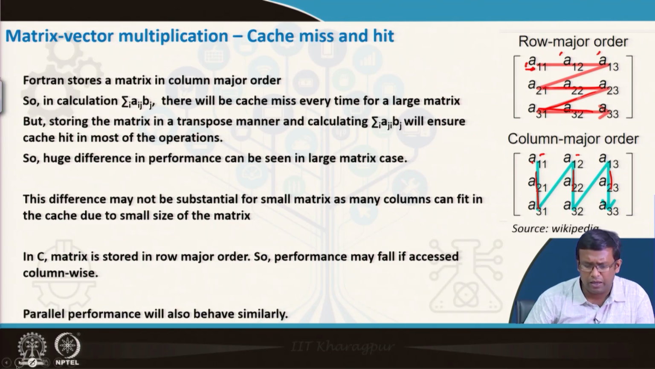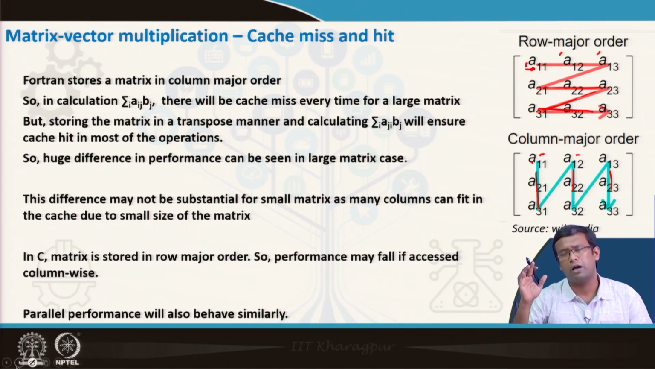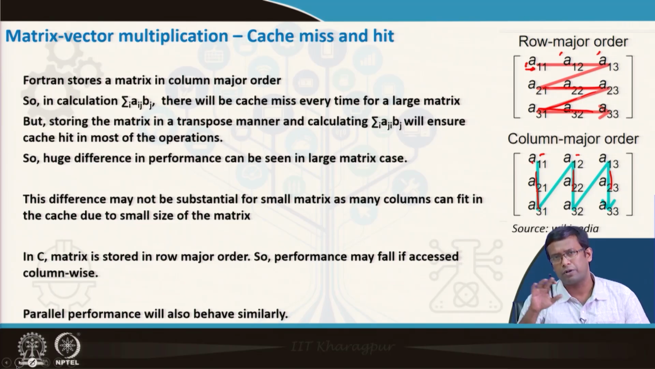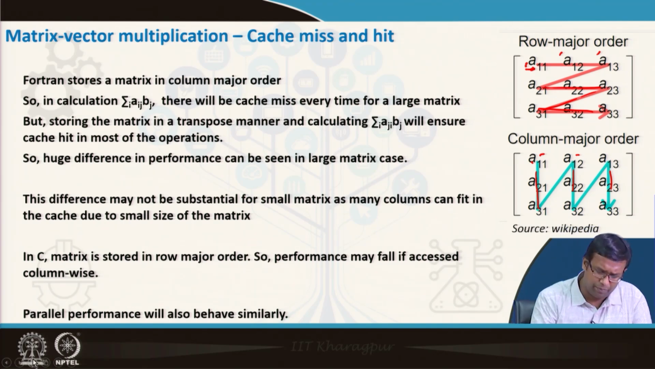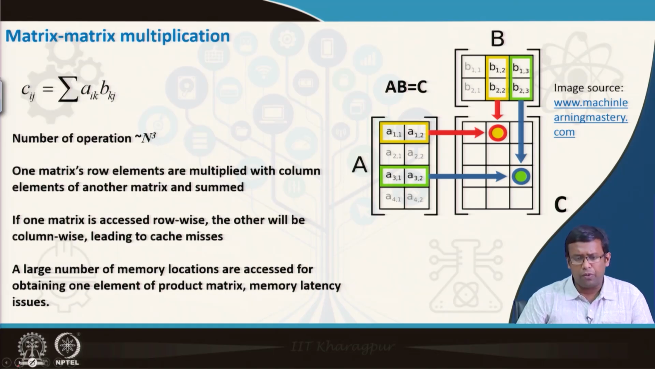Therefore the parallel performance will also behave similarly. In C we have to access the matrix in row major order, that is row wise, and parallelize it similarly. In Fortran we have to access the matrix column wise and parallelize it similarly, else there will be degradation of performance. Now we look into matrix multiplication.